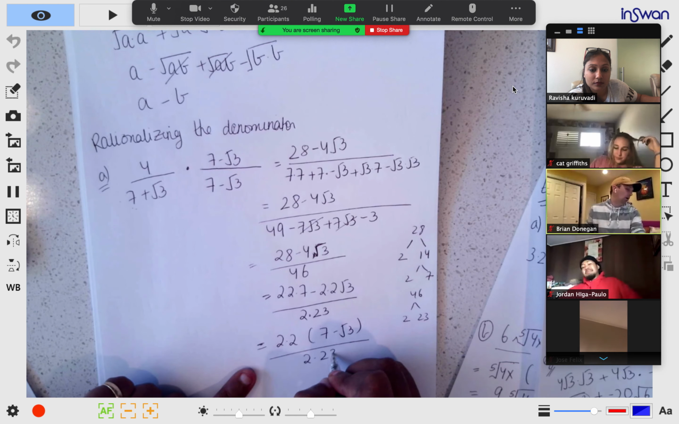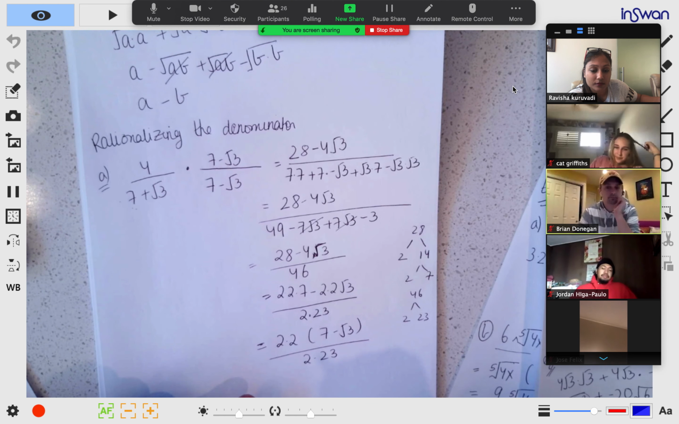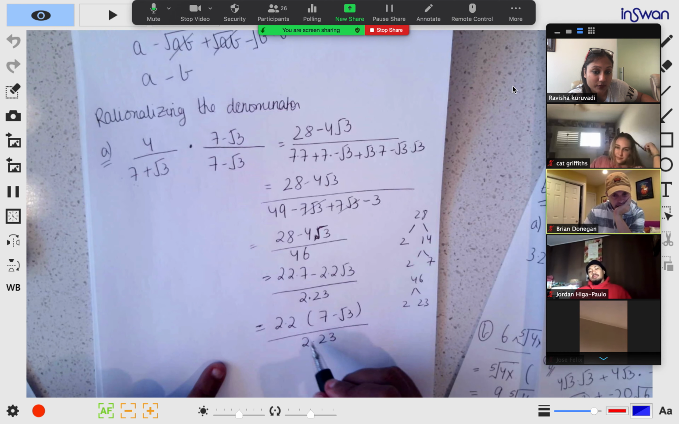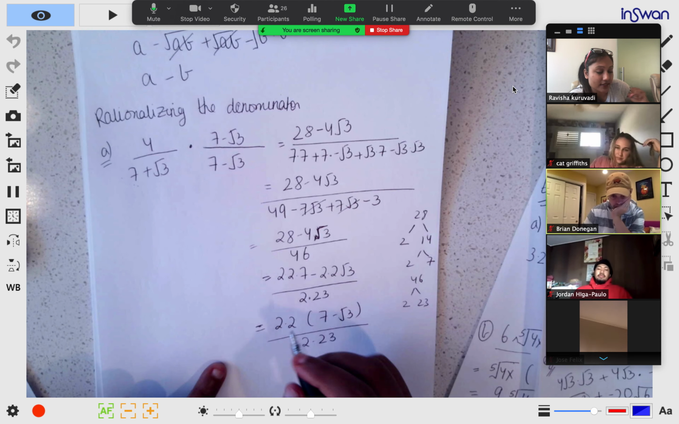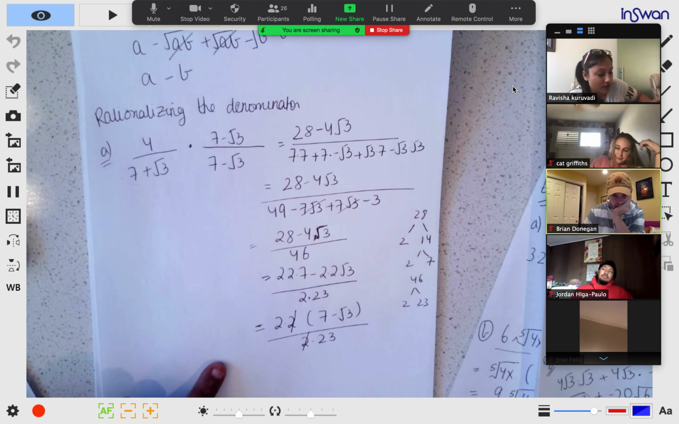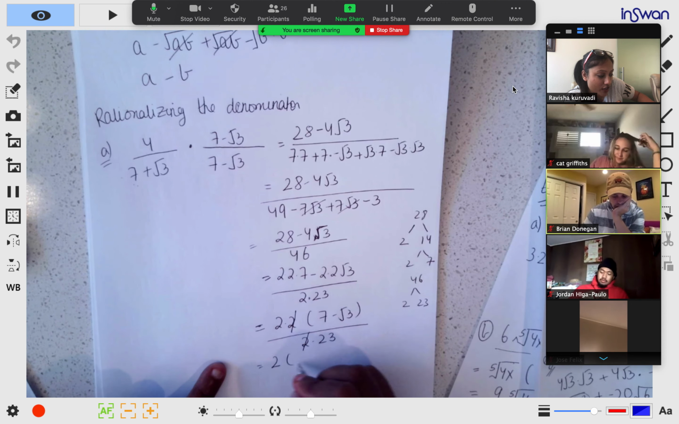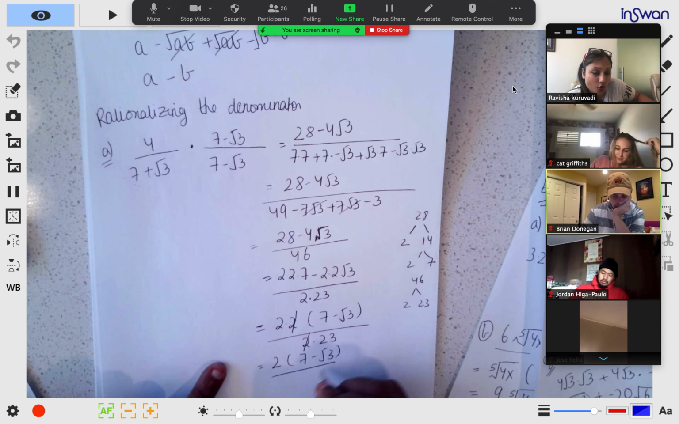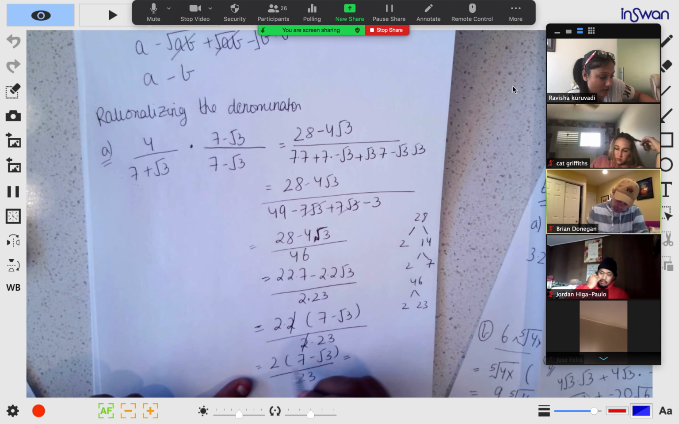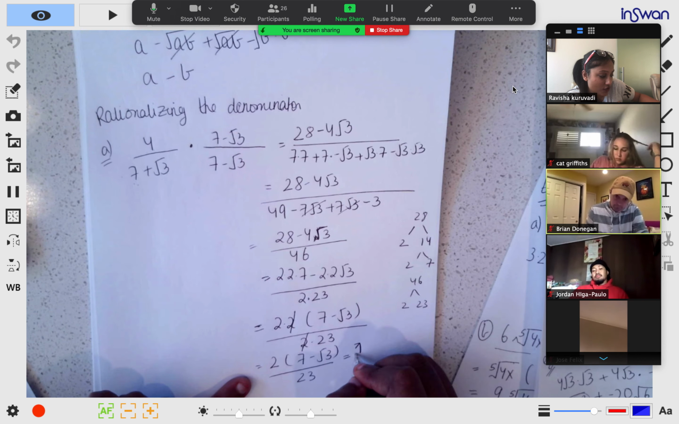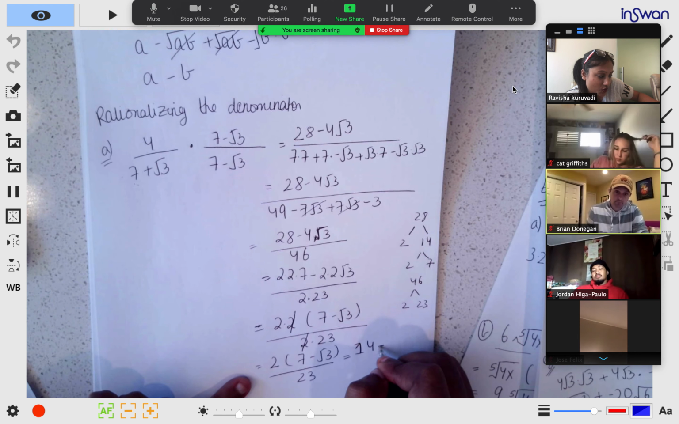Now see, what can you cancel from the numerator? What can you cancel from the denominator? Since these two are multiplying and these two are dividing, you can cancel each other. 2 and 2 get cancelled. You're left with 2 times 7 minus root 3 over 23. And then you open the bracket here. 2 times 7 gives me 14 minus 2 root 3 over 23.